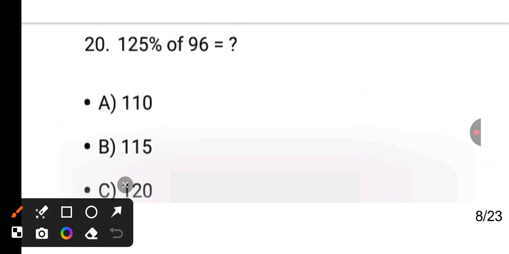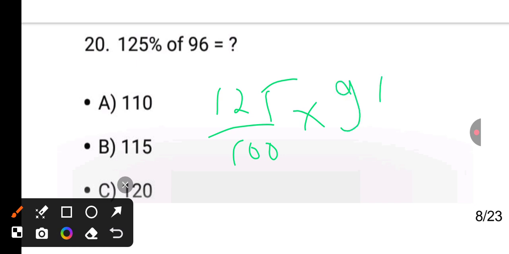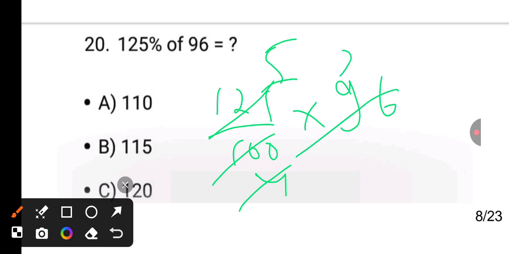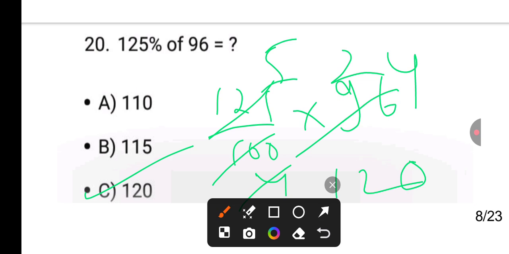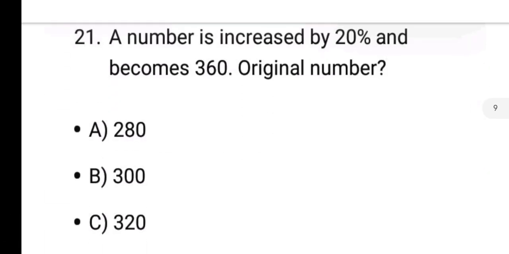Next, 125%. See, 125 divided by 100, it is 96. 25 times 4, 25 times 5. It is 120. 120 is the answer.